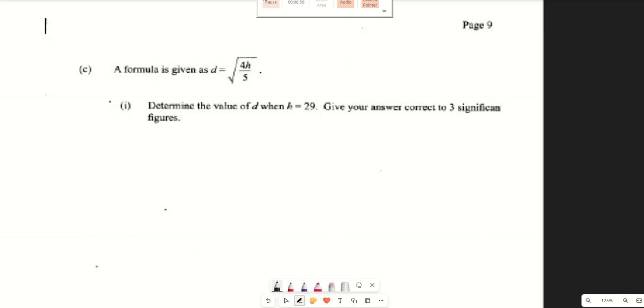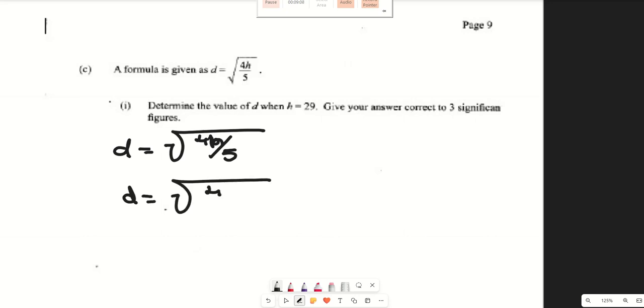A formula is given: d is equal to the square root of 4h over 5. They said determine the value of d when h is equal to 29. So d is equal to the square root of 4 by 29 all over 5. Correct to 3 significant figures.